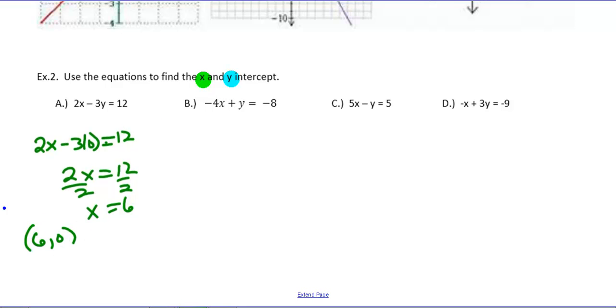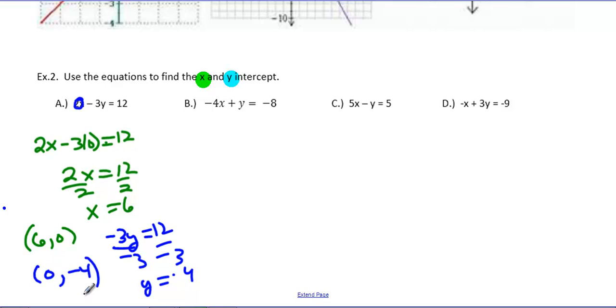Now, like I said, the second one I'm going to show you a little bit of a shortcut here. So when I want to find my y-intercept, that means the x value is 0. So that means this whole piece is going to be 0 because 0 times 2 is 0. So what I have is negative 3y equal to 12. So I divide by negative 3, and I have y equals negative 4. And that's my other ordered pair, 0, negative 4.